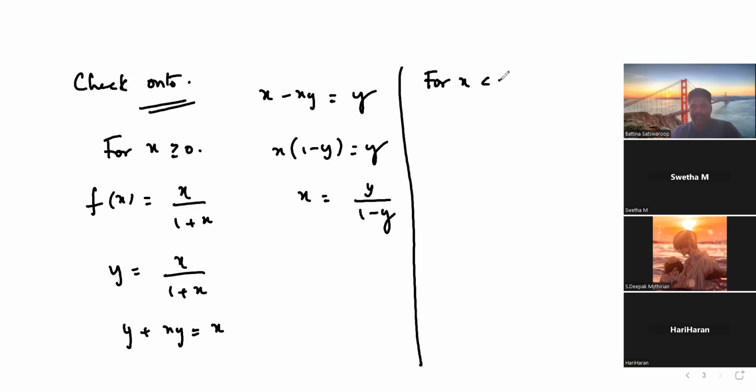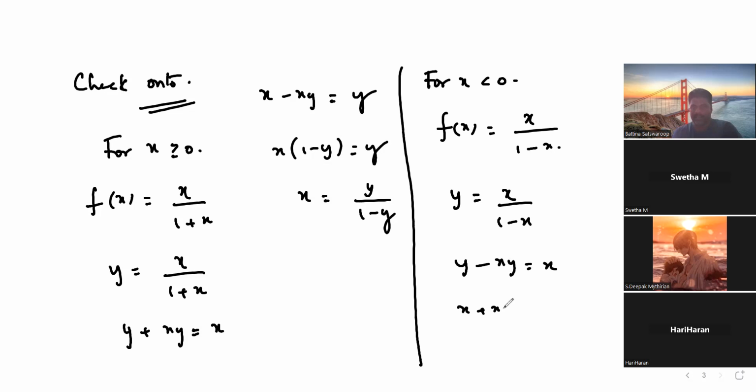For x less than 0, f of x is equal to x by 1 minus x. Again y is equal to x by 1 minus x. y minus xy is equal to x. x plus xy is equal to y. So x into 1 plus y is equal to y, and x will be equal to y by 1 plus y. This is also done. Right?